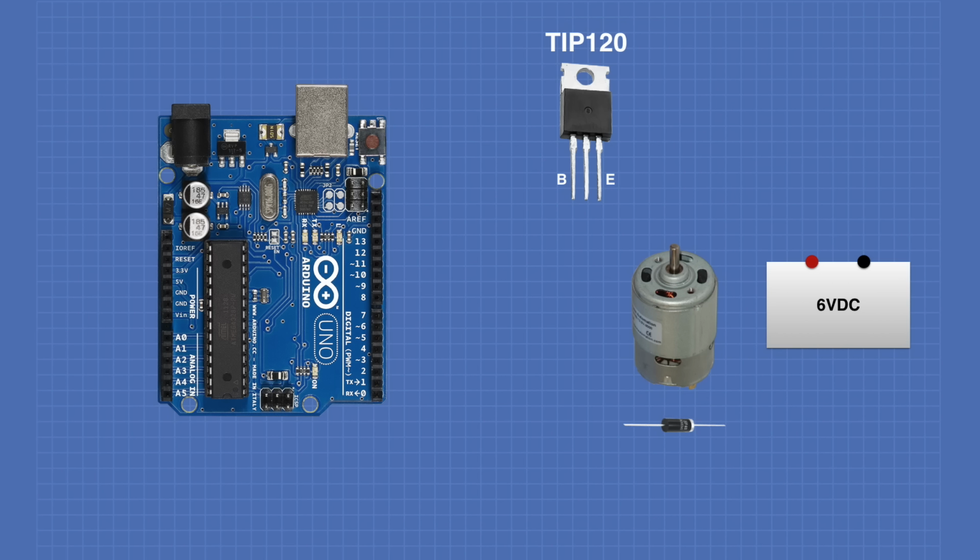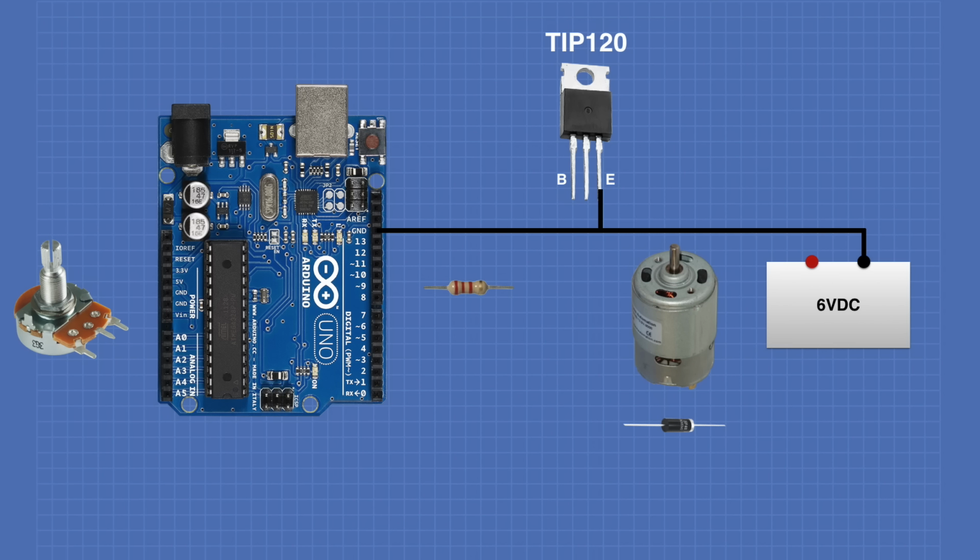I also have a diode. I used a 1N4004, which is a common rectifier diode. You'll need a 2.2K resistor and a potentiometer. I used a 10K linear pot, but any value from 5K above will work. We'll start by connecting the ground from our Arduino to the emitter of the TIP120.